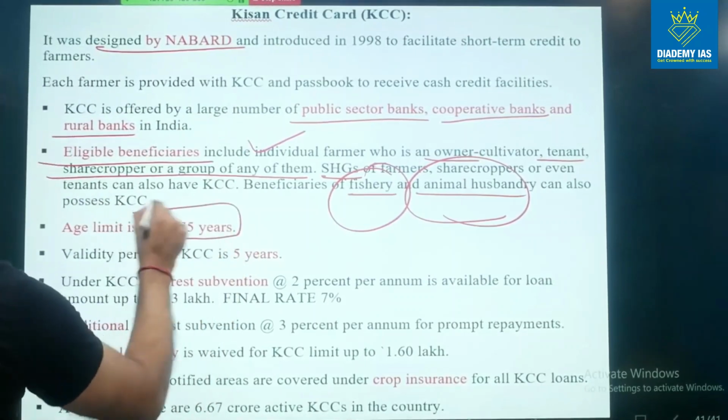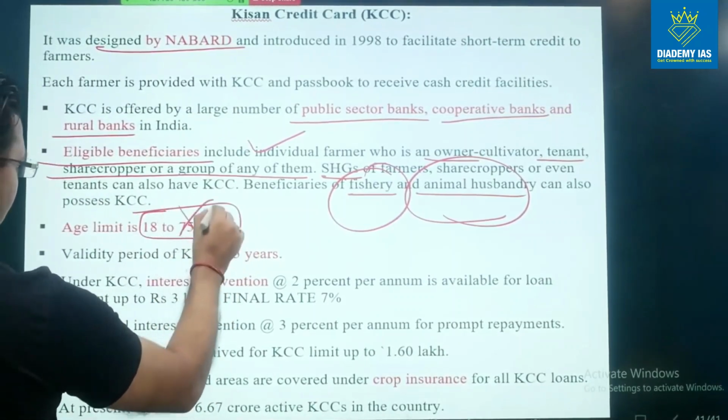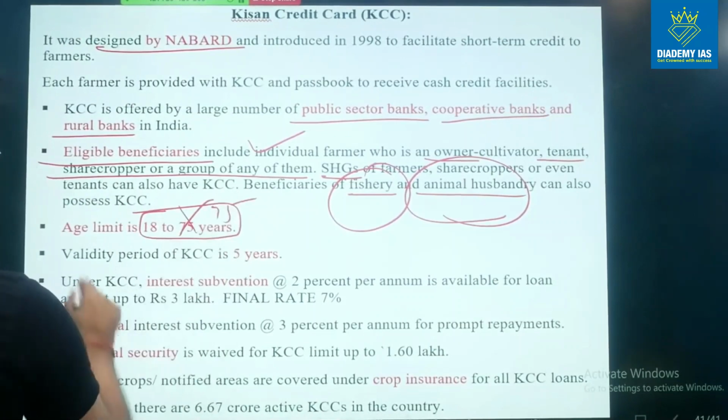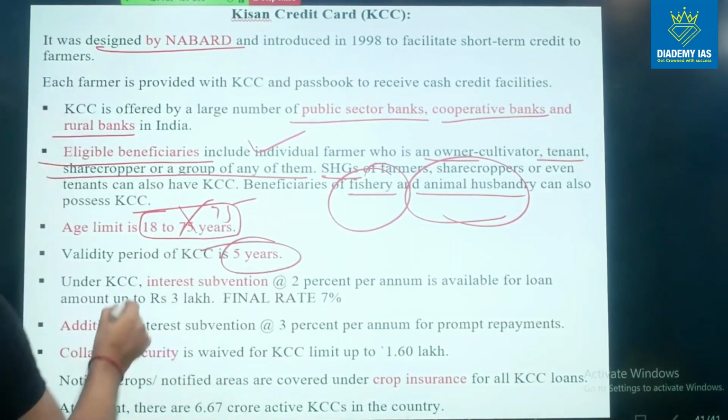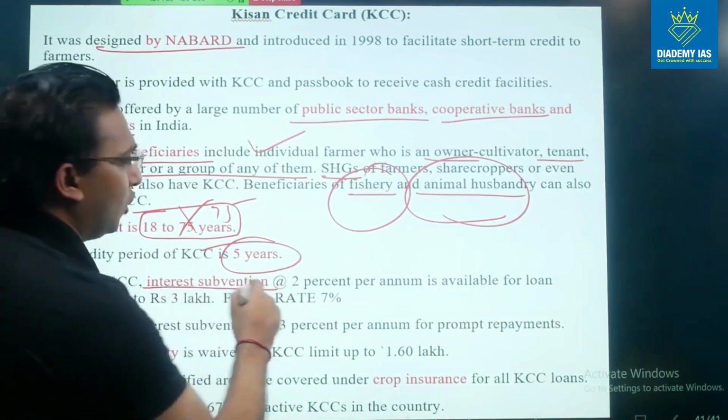Please be careful, not 60 but 75, right? Validity period is 5 years. तो जो कार्ड मिलेगा वो 5 साल तक वैलिड रहेगा. You will get an interest subvention. What is the meaning of subvention?